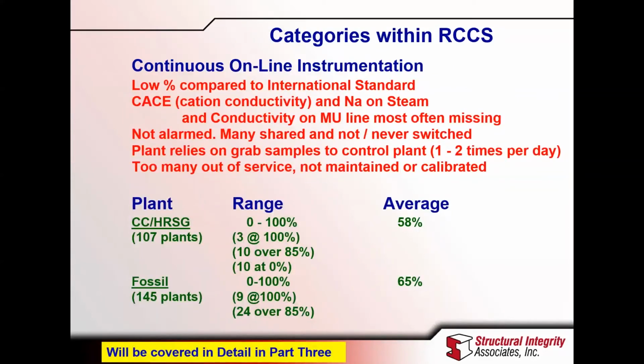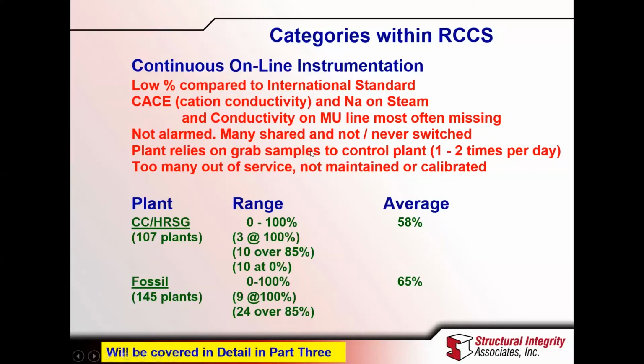Now, the next item is on continuous online instrumentation, the next repeat cycle chemistry situation. And again, this is going to be the topic covered by Kirk in the third part of today's activities. What we would typically see is low levels of instrumentation compared to an international standard or the local guidance. Most often we find that the cation conductivity, as it used to be called, and sodium on steam circuits is missing. Very often the conductivity on the makeup line to the condenser is also missing. We quite often find that these are not alarmed. Many are shared and not, or never, switched.